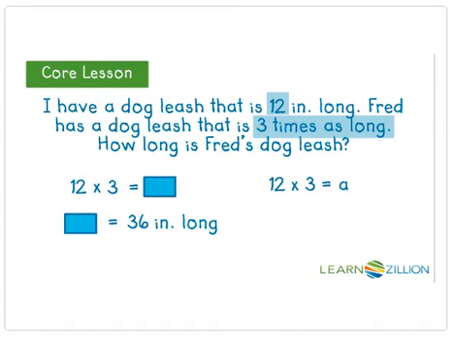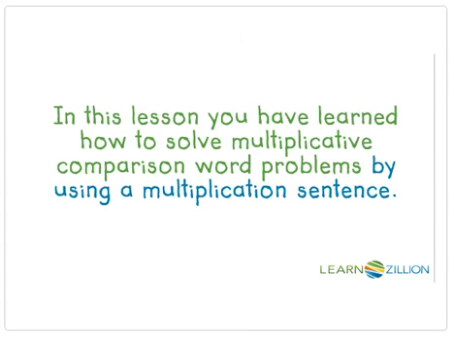So 12 times 3, 12 inches long. His dog leash is 3 times as long, so I have 12, but I have 3 groups of them, 12 times 3. And so that would also equal 36 inches long. In this lesson, you have learned how to solve multiplicative comparison word problems by using a multiplication sentence.